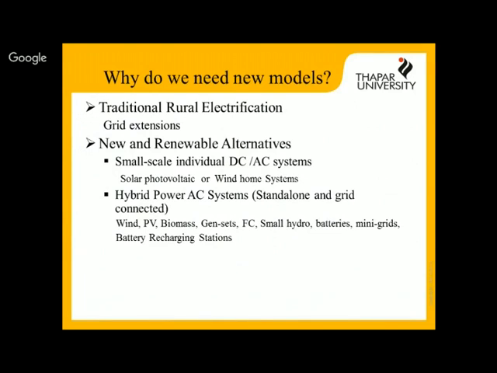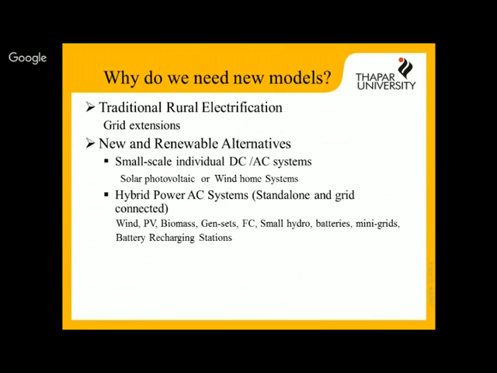If I am using PV and I put some wind turbine in, that system is called a hybrid system. It may be a standalone system, it may be a grid connected system, depending upon the application of the system. So there are many hybrid systems we can use, like wind, PV, biomass, fuel cells, small hydros, batteries, and how we are going to optimize the system. So I'm going to optimize this system. I'm going to take one system.